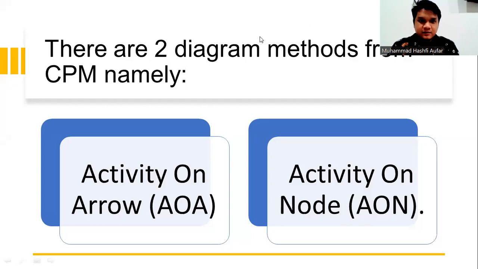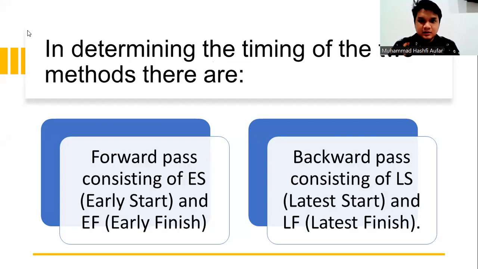The methods taken from CPM are activity on arrow, AOA, and activity on node, AON. Returning to the method, there are the forward pass, consisting of ES, early start, and EF, early finish, and then the backward pass, consisting of last start and last finish.